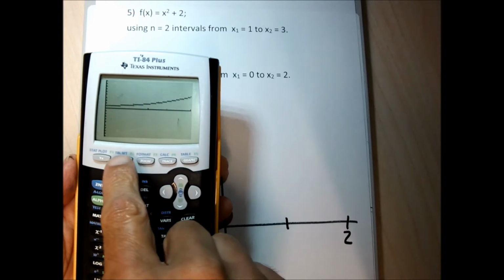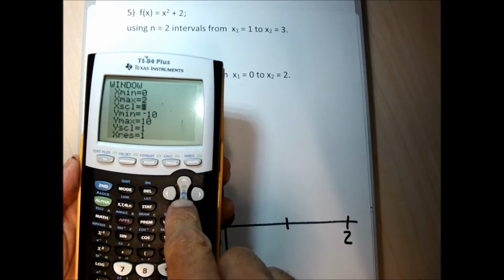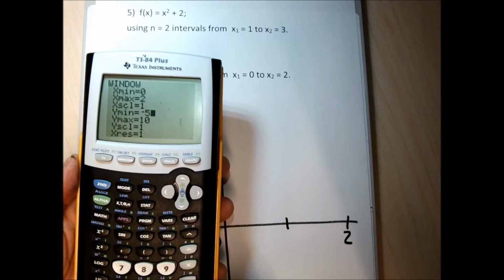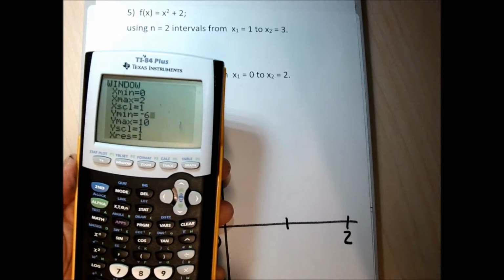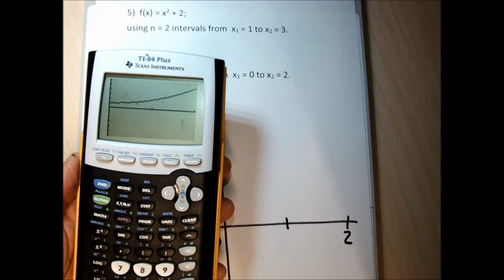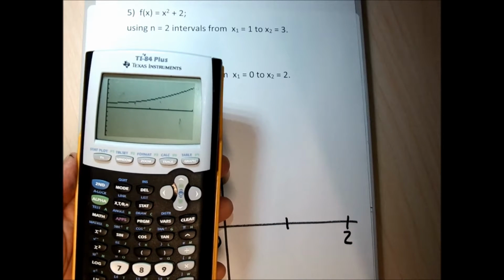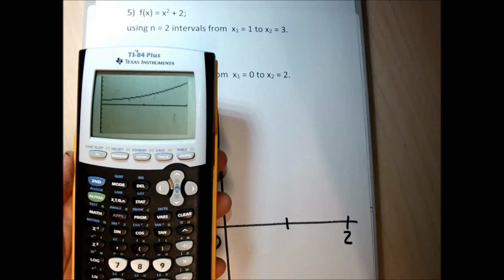I'm going to make my y's even smaller, just because this graph is so flat, I want to see some curve to it. Let me make the y's go from negative 5 to, how about negative 6 to 6? It's probably going to help to see that. The more curve I see, the easier it is to draw my picture. And let me get some points in.